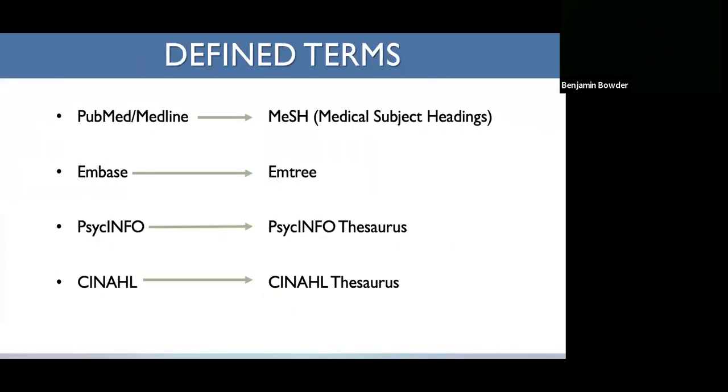Now, MeSH terms is what is used to describe the defined terms in the PubMed database, but each database has their own defined terms. So Embase uses Emtree, PsycInfo uses the PsycInfo thesaurus, and it goes on from there. So it's important to know which defined terms we use for the specific database that you're using. But for the sake of this curriculum, these projects will mostly be focused on PubMed, Google Scholar, and the gray literature.